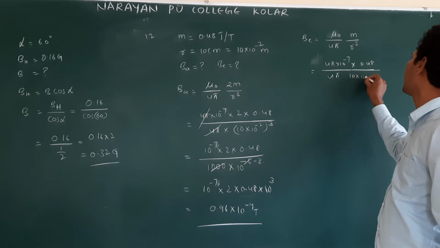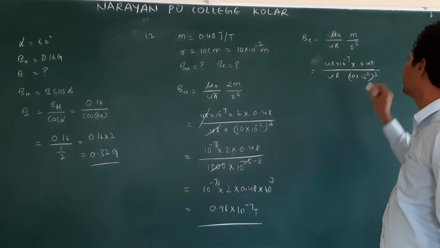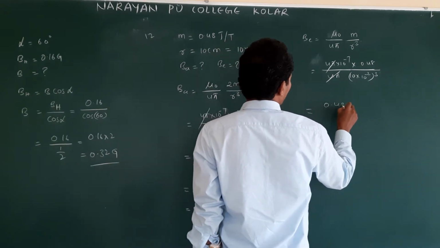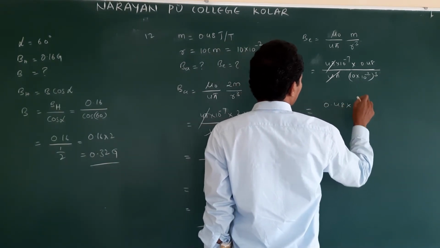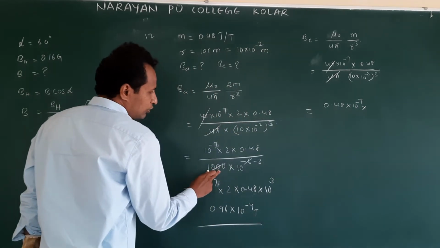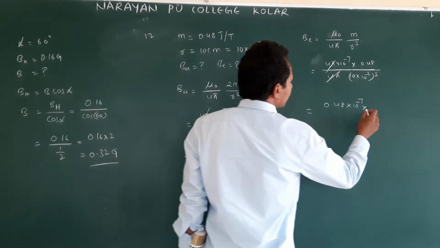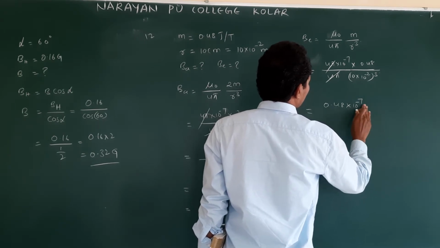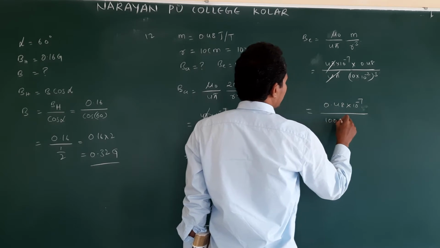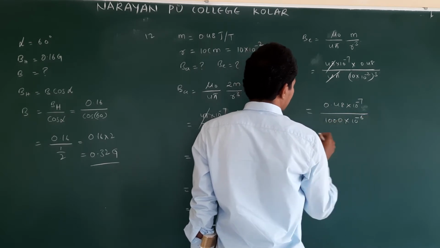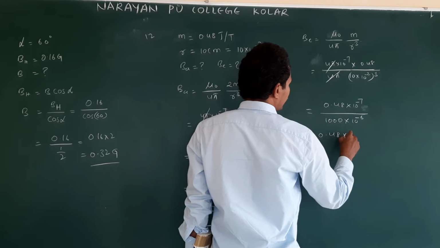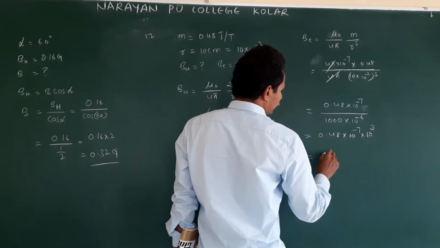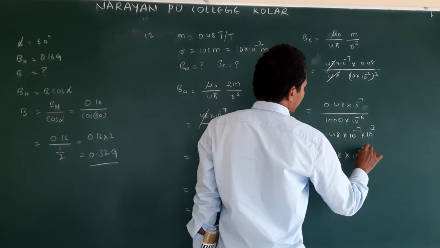10 into 10 power minus 2 whole. So 4 pi cancel. And this is 0.48 into 10 power minus 7. Same calculation: 1000, 10 power minus 6, we will get 10 power by 1000 into 10 power minus 6. This will be 0.48 into 10 power minus 7 into 10 power 3. So this is 0.48 into 10 power minus 4.